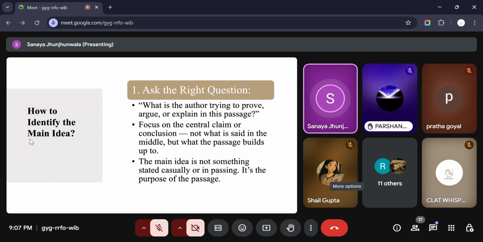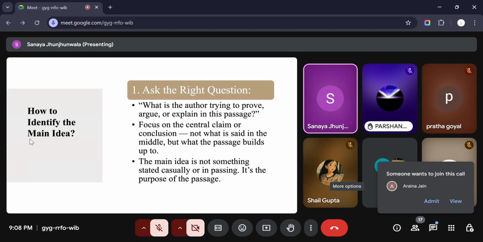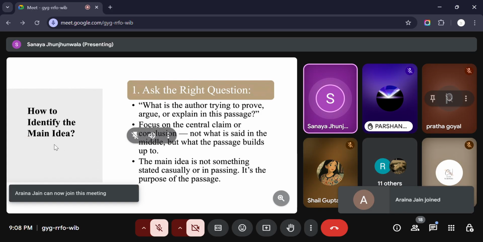What is the author trying to prove, argue, or explain in the passage? So you have to try to say what the author is trying to convey. ठीक है? अपना पूरा focus central claim या फिर conclusion पे लगाओ. Not what is said in the middle या फिर randomly कुछ आ जाता है, but what the author is trying to build up to.